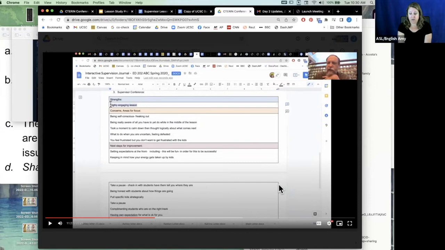Someone wrote in the chat, how do we get a template of this? And I think I remember you saying contact you. Is that right? Yes. And I'll also make sure that I have this slideshow in the folder for the conference. I'll also make sure there's a copy of the lesson study or the supervision protocol as well.